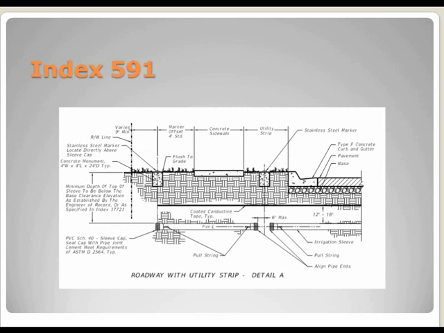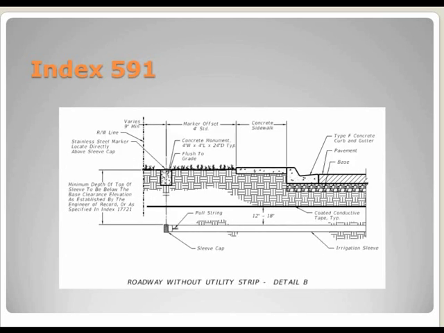Detail A is the roadway section with the utility strip, so you can see the utility strip here, and these are the markers, and then there's also a marker on the outside, and these are the conduits or the irrigation sleeves that are provided. We hope to have another new standard coming out soon for the actual irrigation, and that's being worked on currently. We're looking to see if we can get that released soon as well.